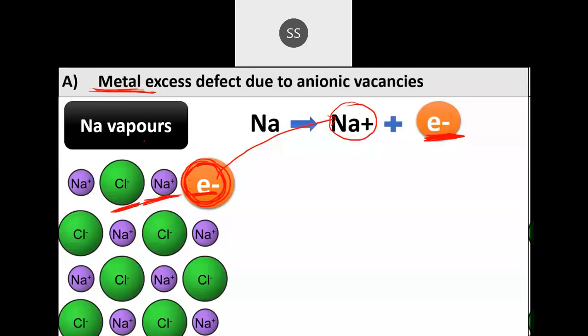How many Na plus are there? How many positive charges are there? So many negative charges are also there. Either you will not have the anion, but the electron has come here, no? So that electron will satisfy the charge. So now here, that electron has come over here.